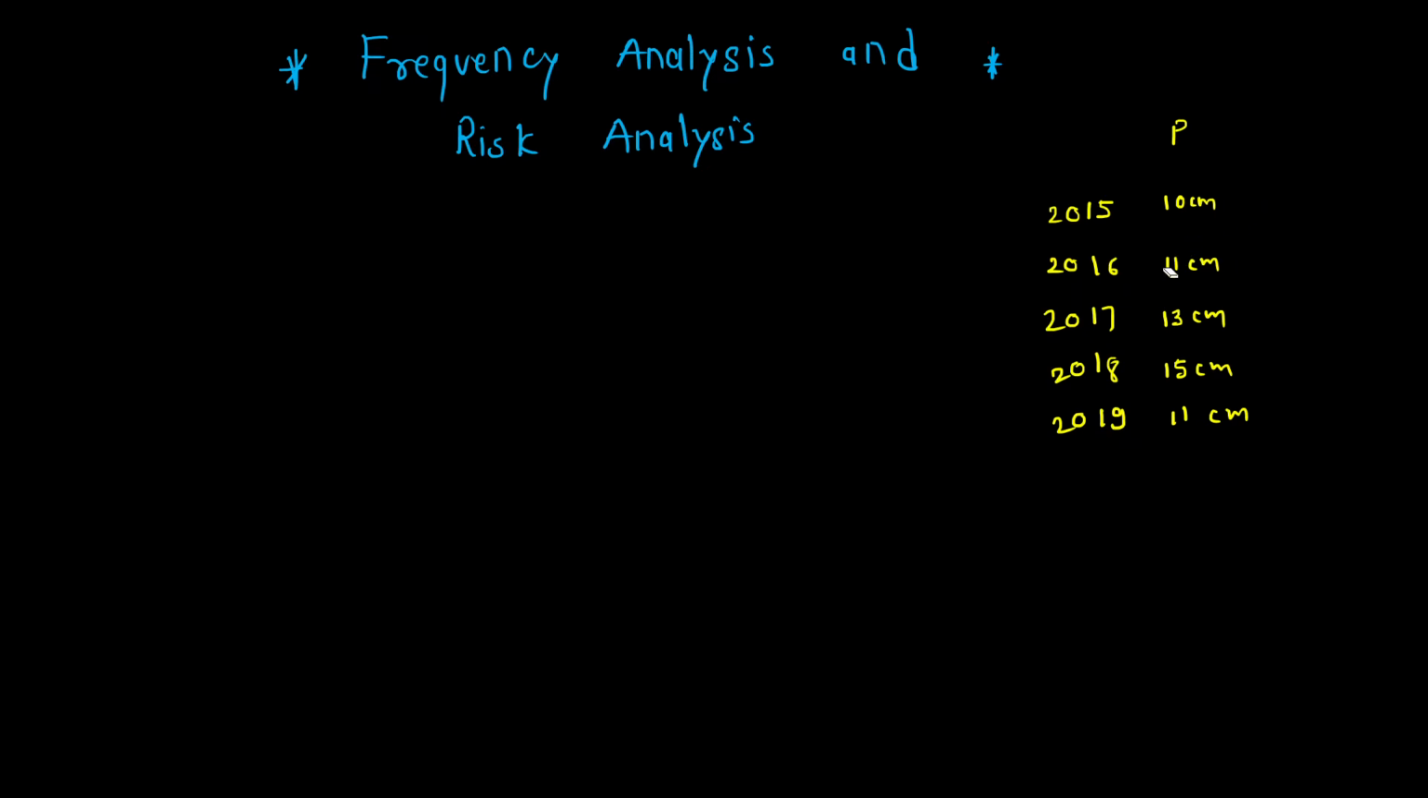So let's change it somewhat so that it looks more practical and all values are different. Okay, so now we have all the values different here. These are the values of precipitation. Now what is the importance of these values?